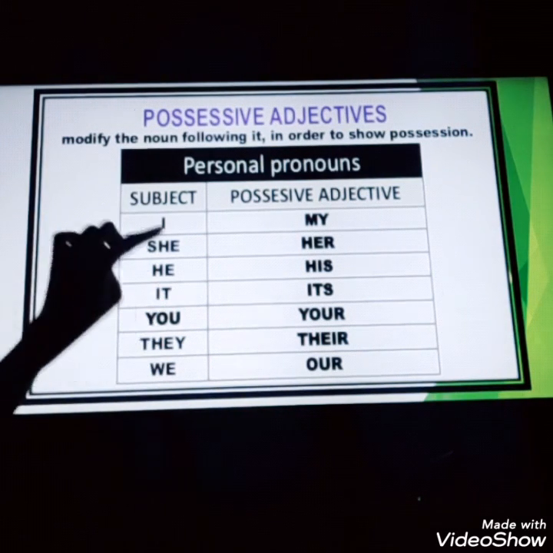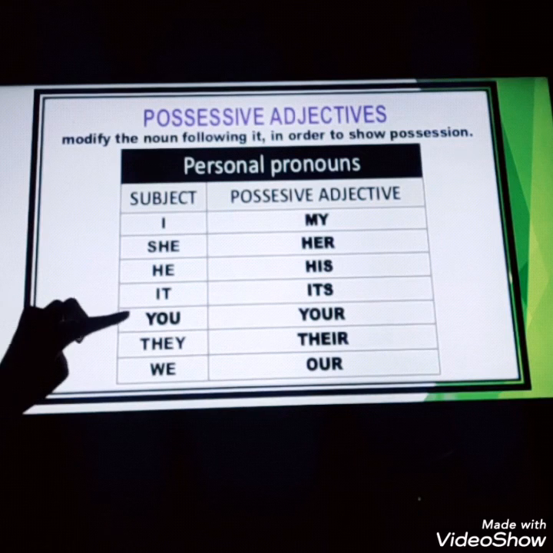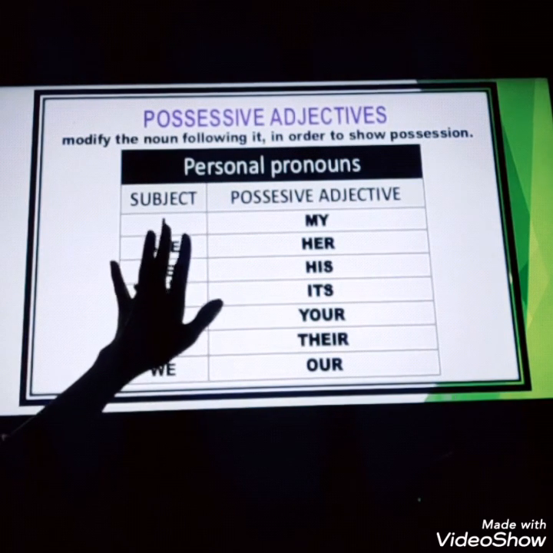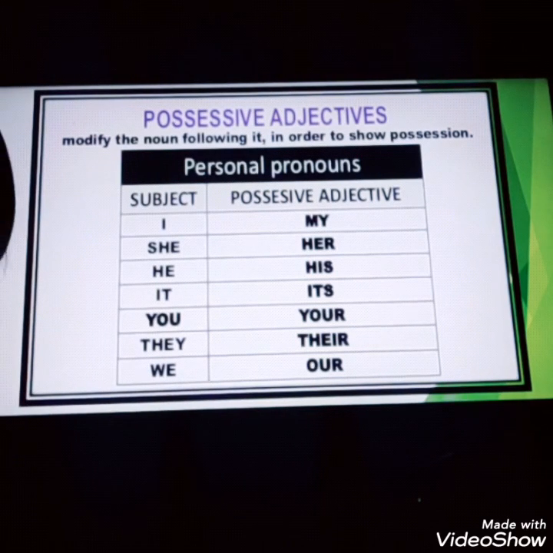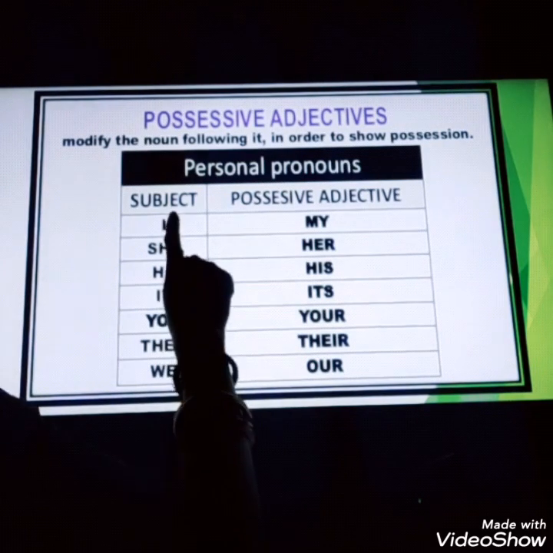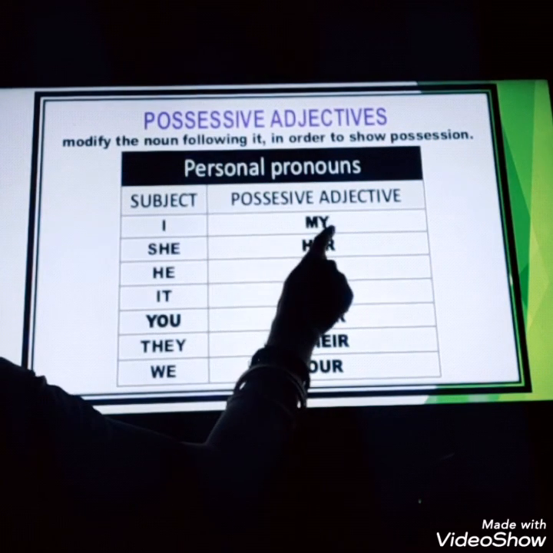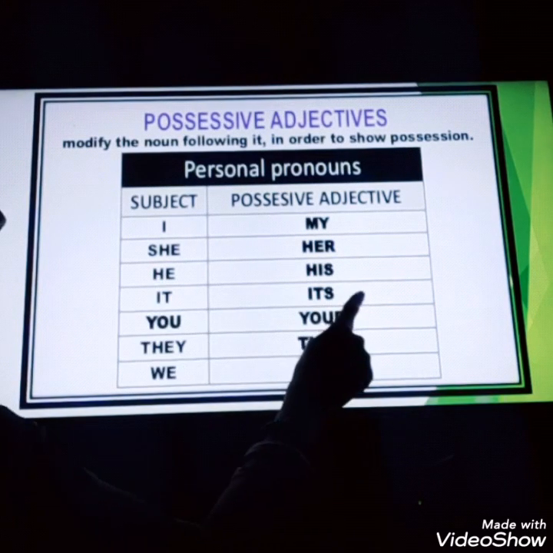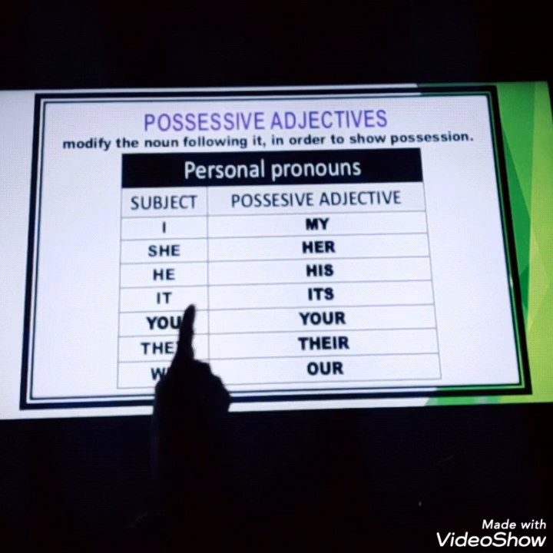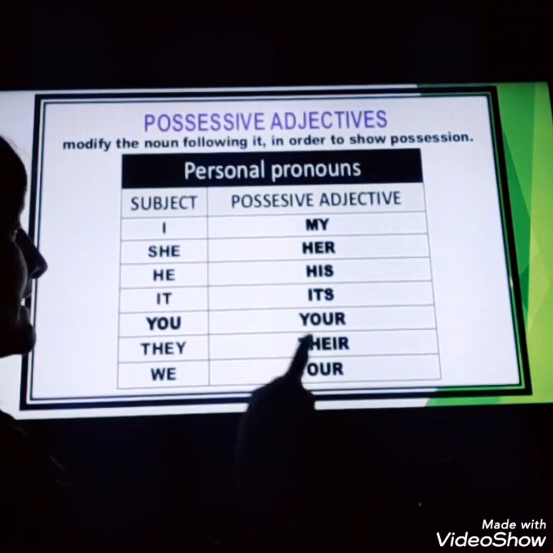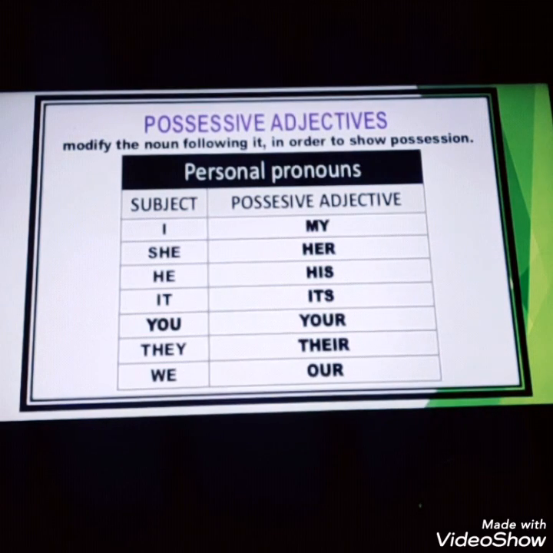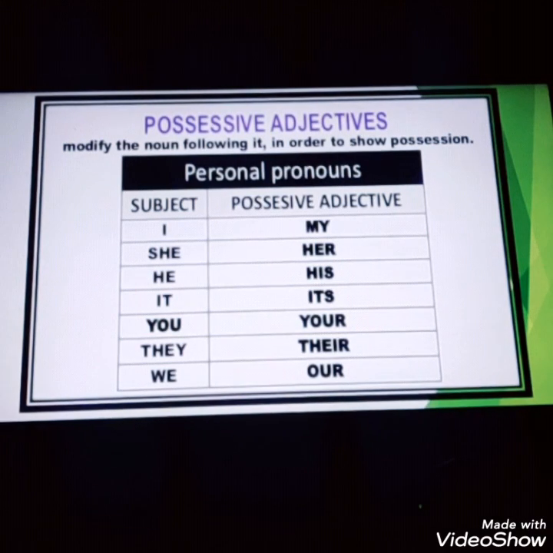These are our subjects: I, she, he, it, you, they, we. We use these subjects in our sentences. But in possessive adjectives, we use my instead of I, her instead of she, his instead of he, its instead of it, your instead of you, their instead of they, our instead of we. These are our possessive adjectives. Let us take some examples.